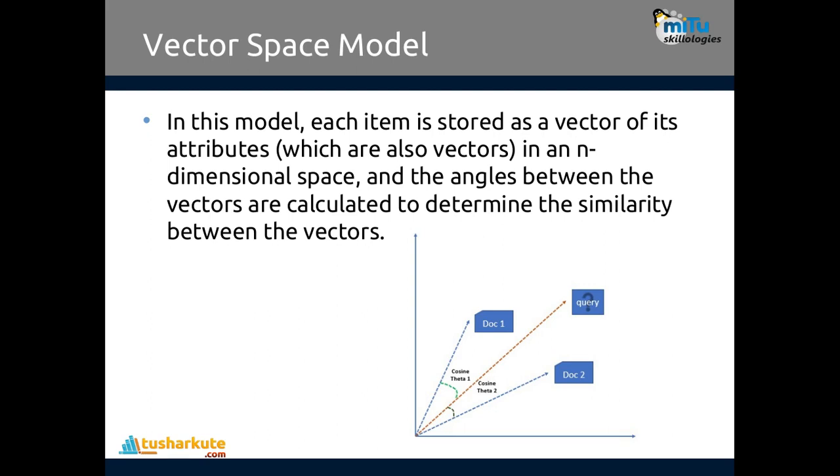In this model, each item is stored as a vector of its attributes, which are also vectors in an n-dimensional space, and the angles between the vectors are calculated to determine the similarity between the vectors. So for example, document 1 and document 2. I want to find the similarity between these vectors. To do this, we are going to create this vector space model, which will find the cosine theta, the cosine similarity values, between doc 1 and doc 2.